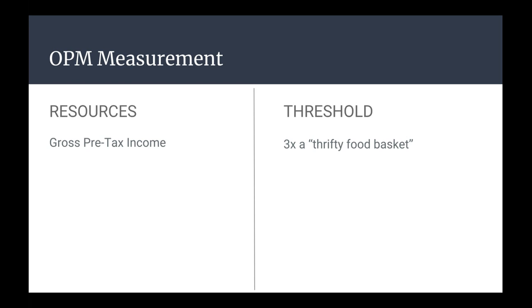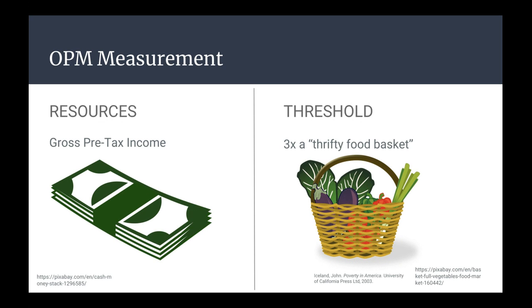The OPM measures poverty by looking at two categories: the resources available to a household and a set threshold. The resources available to a household are defined as the gross pre-tax income of an individual, so any income from a job, like cash aid and Social Security and disability. The poverty threshold set by the OPM is defined by 3 times the cost of a thrifty food basket.